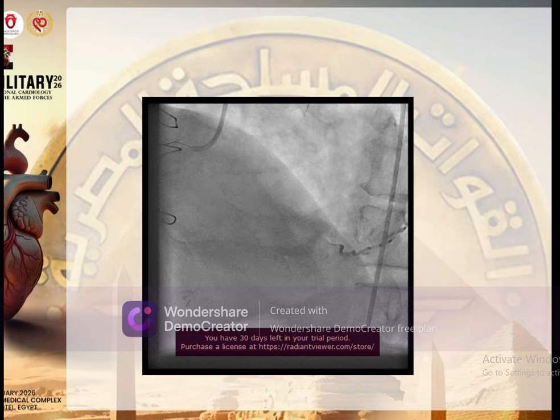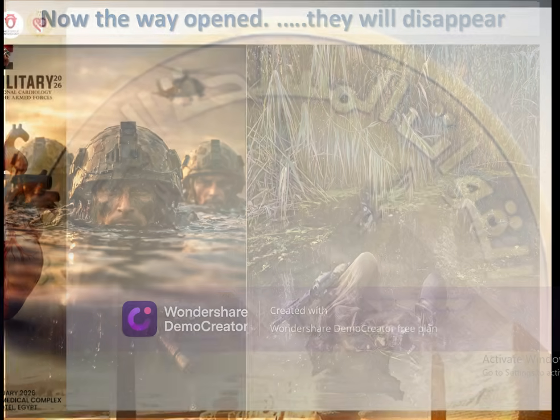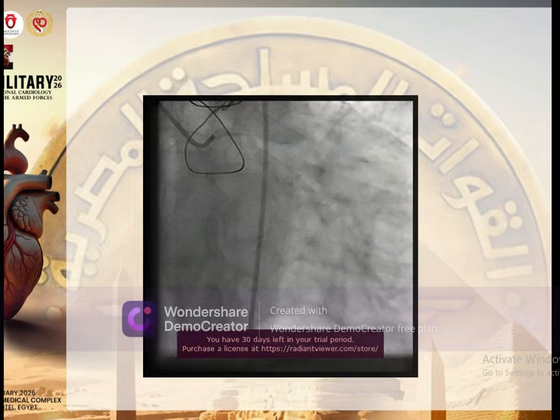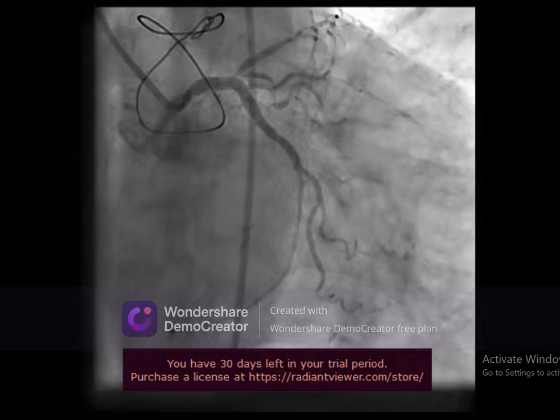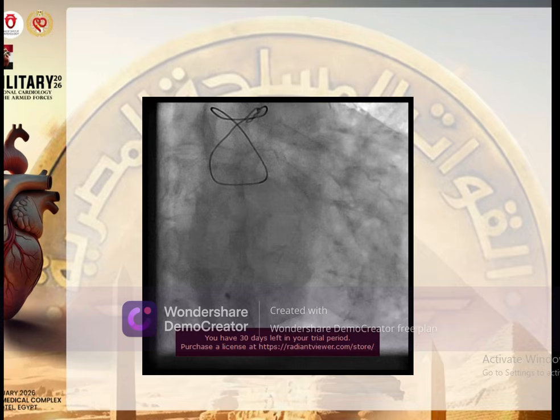Now, as we all know, the retrograde collaterals in this situation, after opening the native coronary artery, should completely fade out. So I went to the left system and took another angio, and it is so clear that the retrograde collaterals completely faded out.